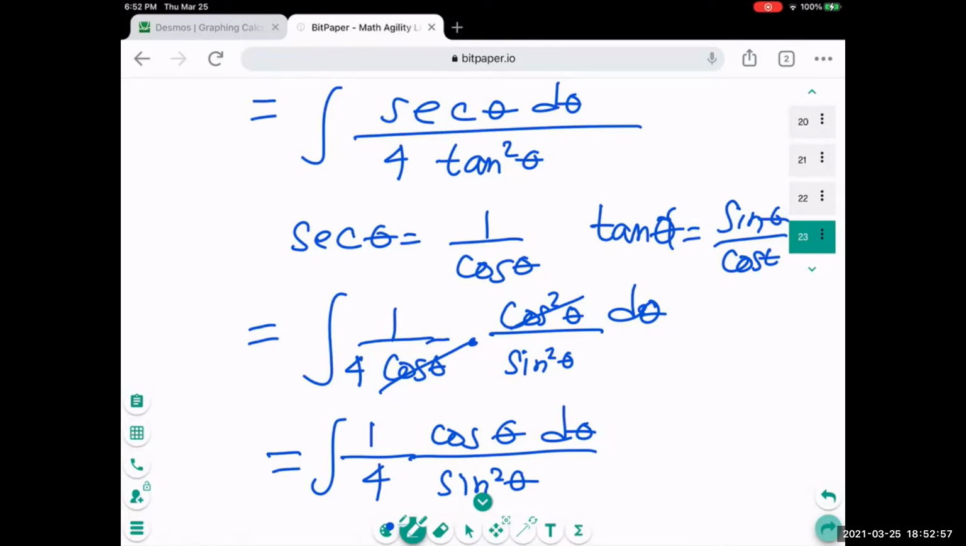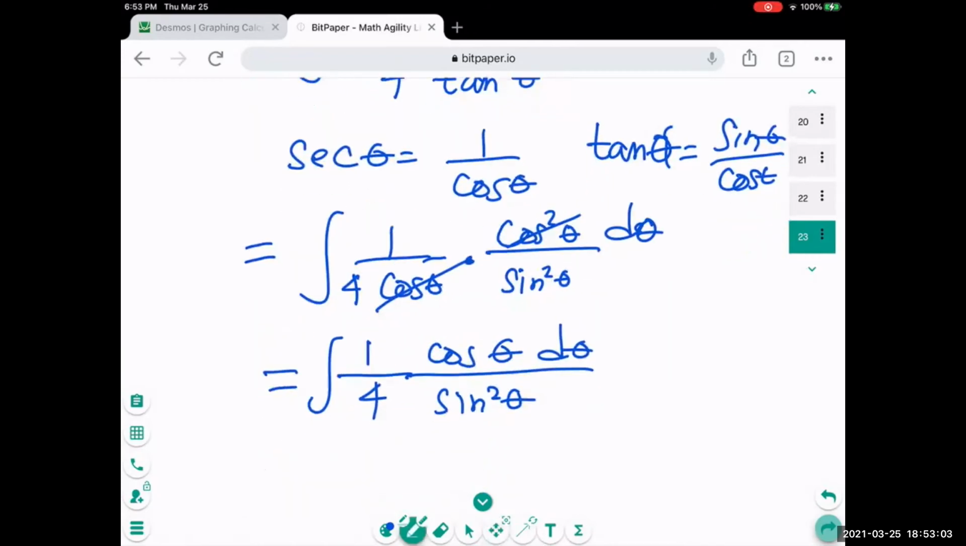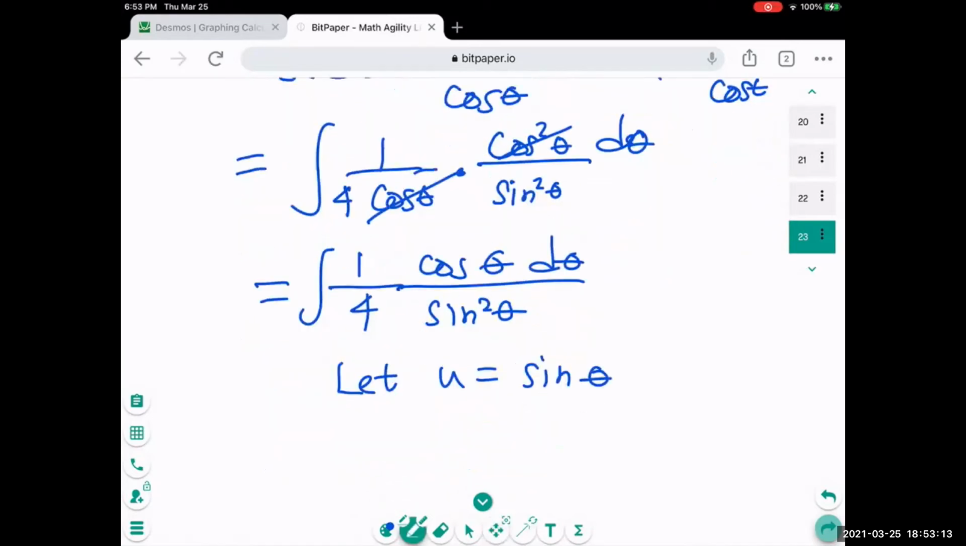Okay, I think we can use substitution here. So if we let u equal sine theta, and du is equal to cosine theta d theta, right?